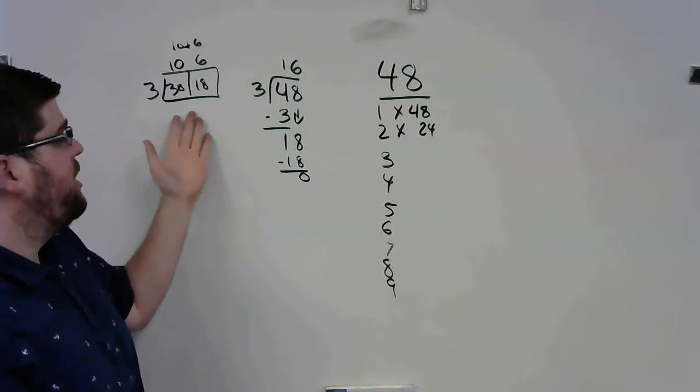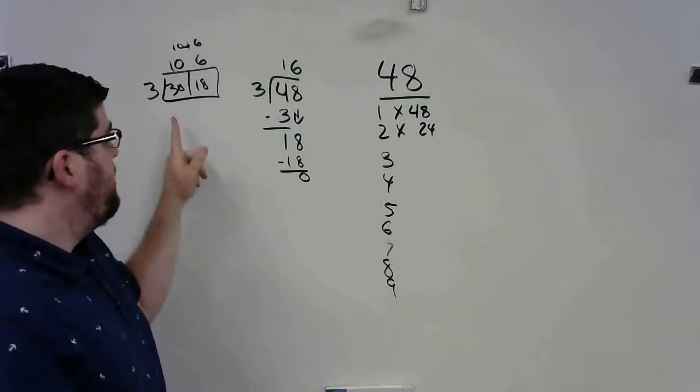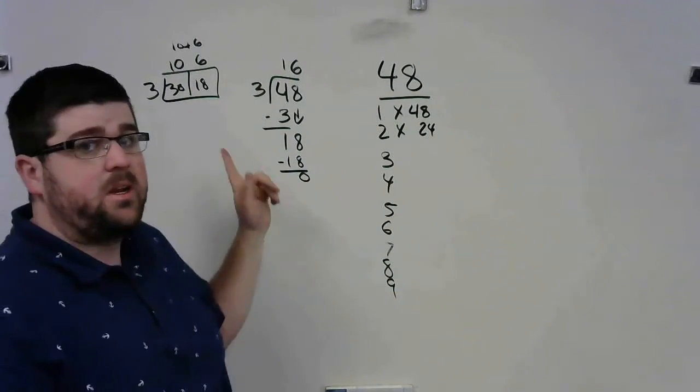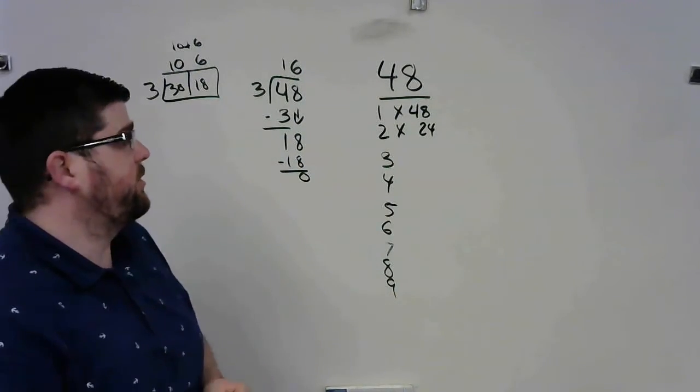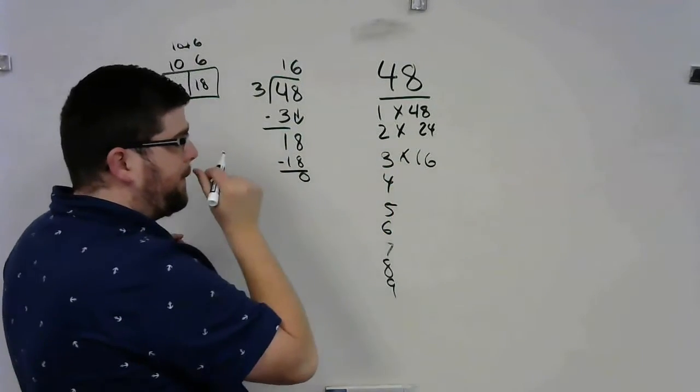Do you see, this one just has a lot of baby steps, but the steps are always boom, boom, boom, boom, boom. This one you have to think a little bit more flexibly, but it can actually be a little bit quicker if you're good. So anyway, 3 times 16.